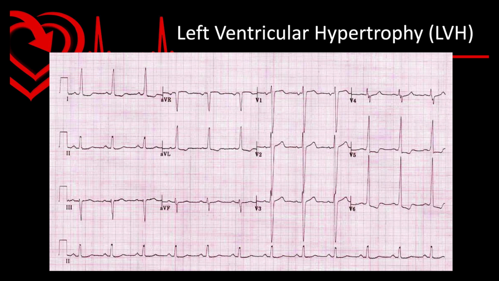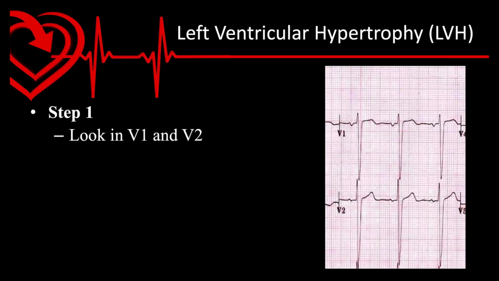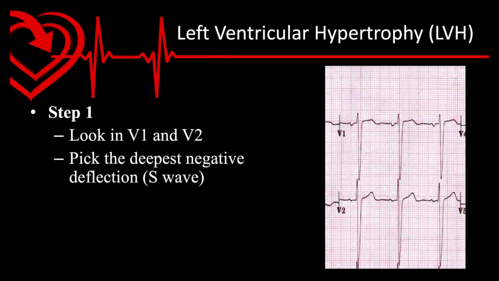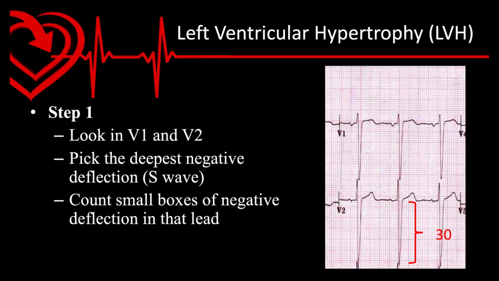The 3-step process that they use for making that determination is that you look in V1 and V2 first, and you pick the deeper of those two, in this case V2, and you measure how deep it goes below the baseline. In this case, it's about 30 little boxes, which is the number we attach, and then we remember that number. So that was in V1 or V2, we pick the deepest.